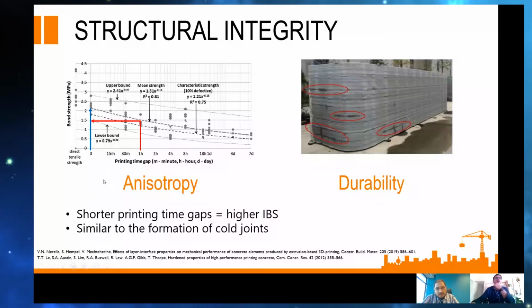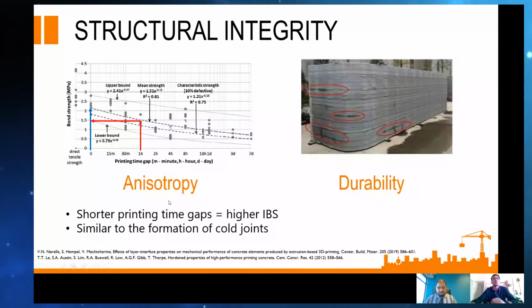That blue arrow indicates this. But after 1 hour, this bond strength has reduced to 1.5 MPa. So this is very similar to the formation of cold joints when we cast slabs, or when we cast a column and then move up to the next one, we form cold joints between the material because you've had a material that's stiffened and then the next one is deposited on it.